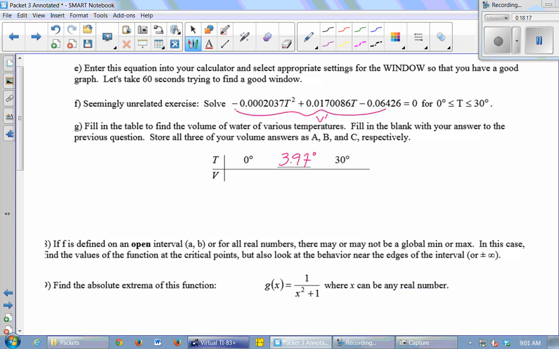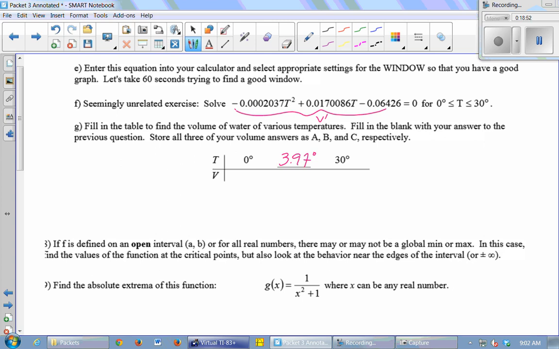So you get minimum volume, which means maximum density, right? Your water's taking up the least amount of space, which means it's most dense, and 4-degree water sinks to the bottom. So a temperature just above freezing sinks to the bottom, which means that life can survive at the bottom of a lake under the ice. All right, so fill in the blanks with your answers. Store all of your answers as A, B, and C.